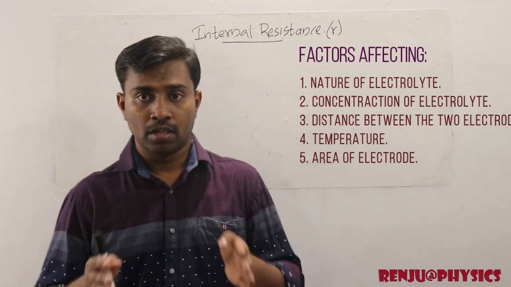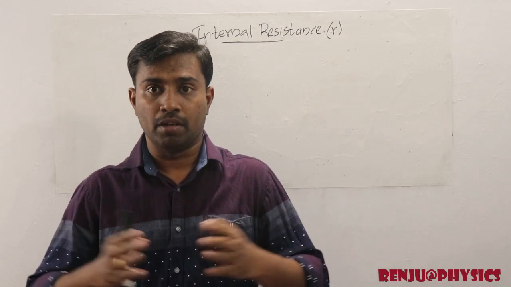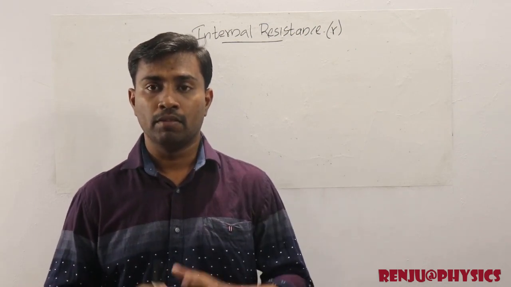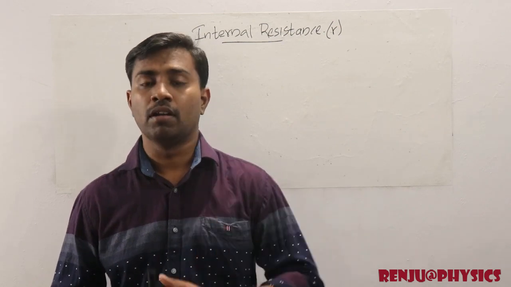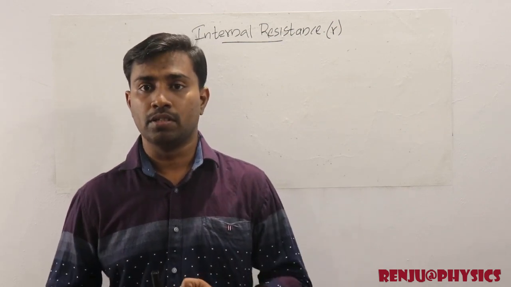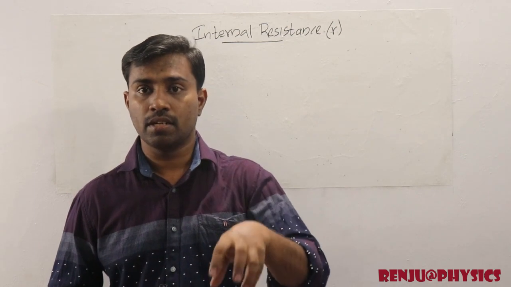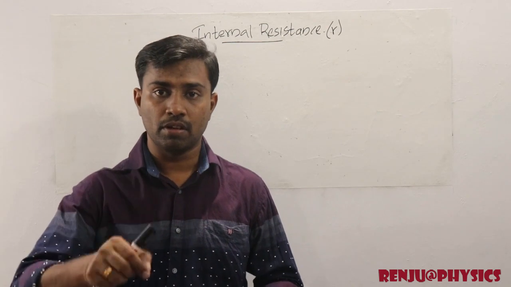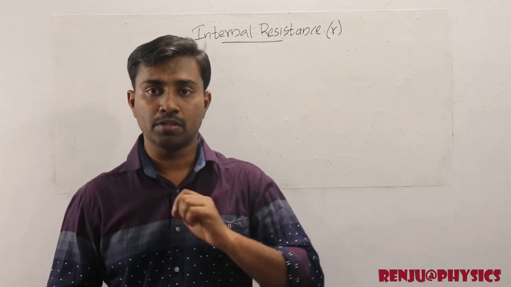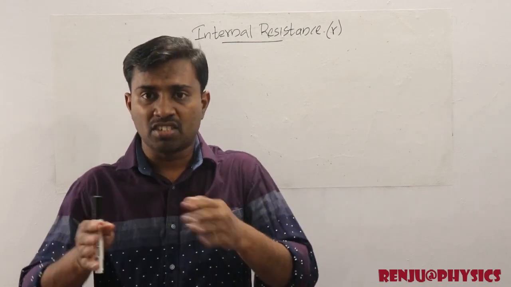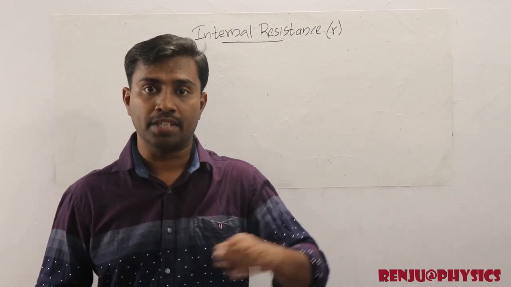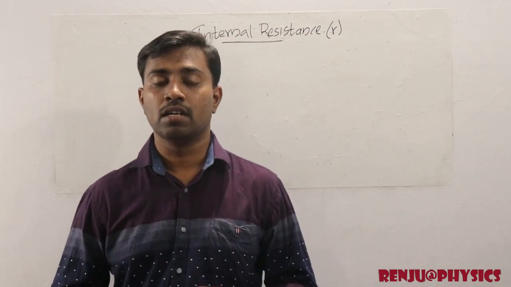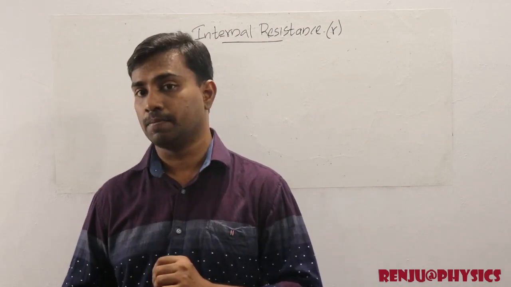Suppose the switch is open in a circuit, the key is open. When the key is open, no current is passed through it, so the internal resistance of that cell is 0. When the circuit is closed, a current passes between the electrodes through the electrolyte, so a resistance is offered. That resistance is called internal resistance.